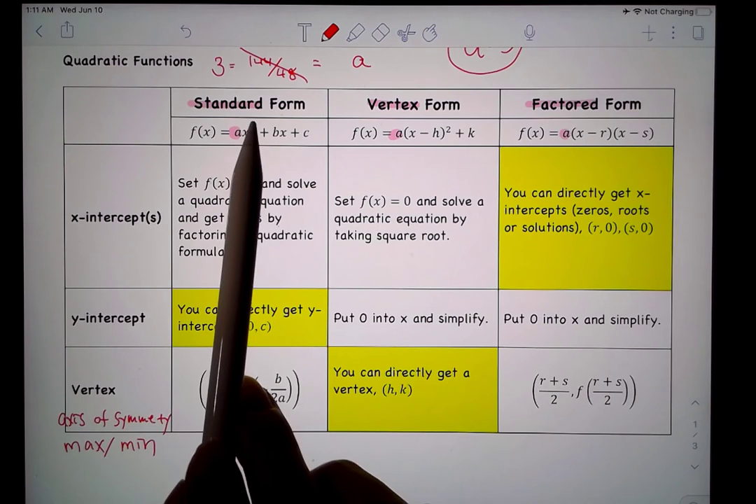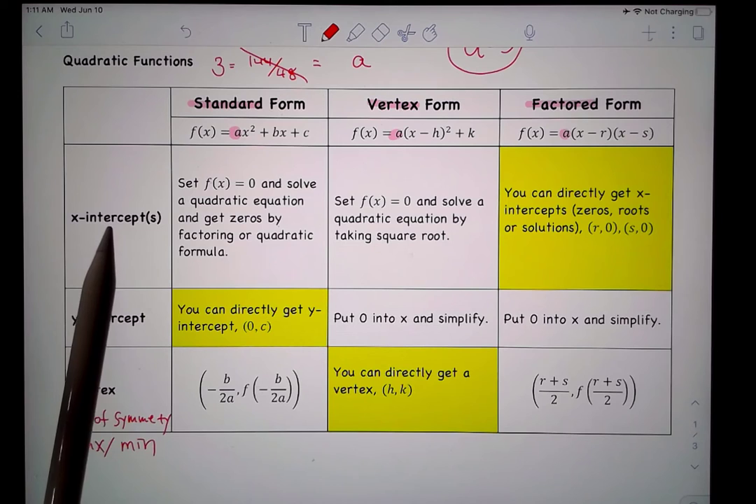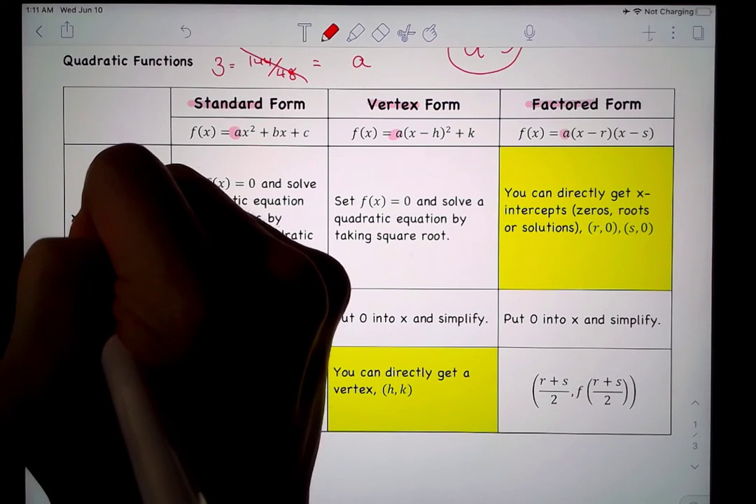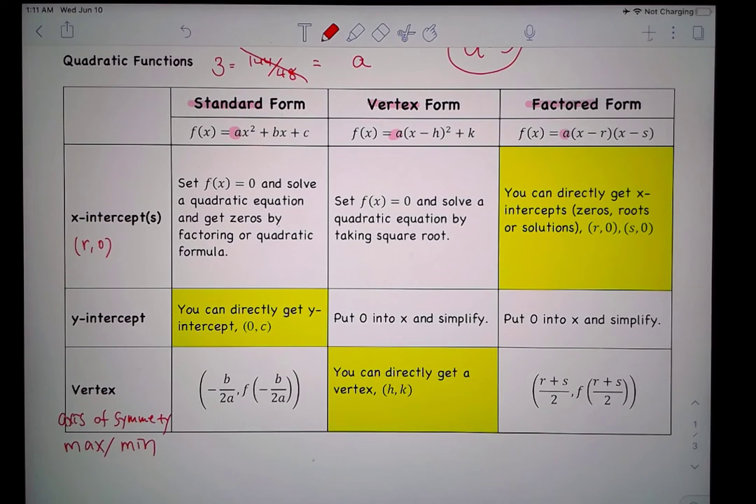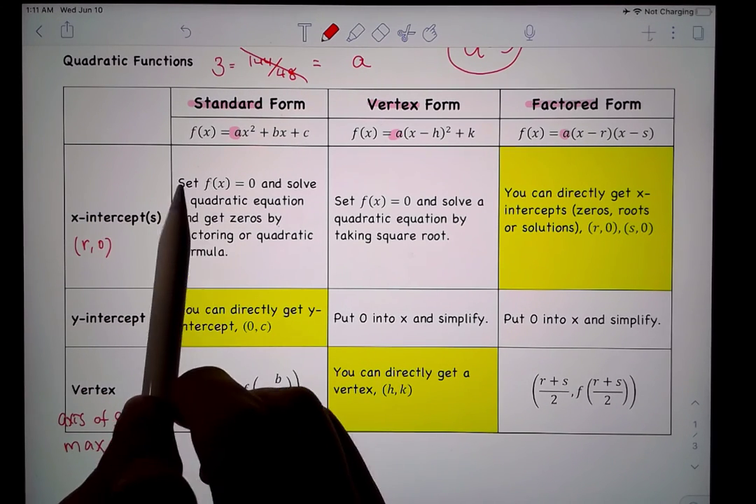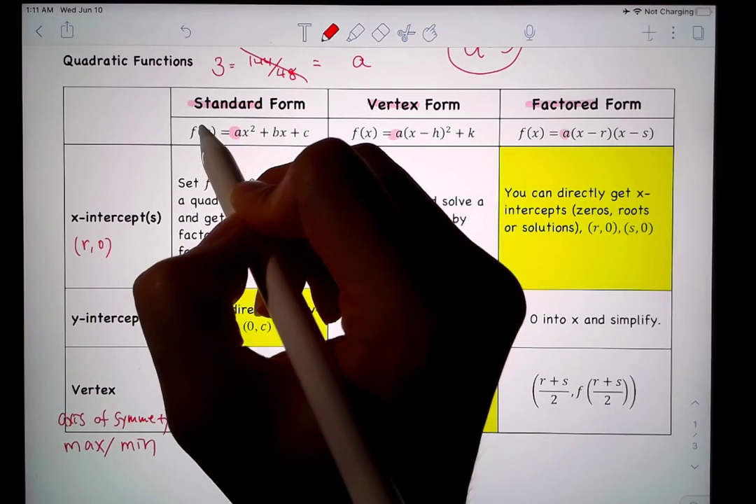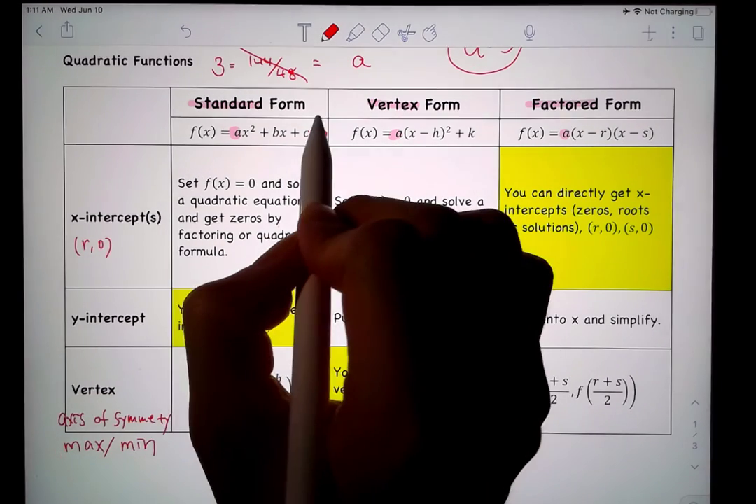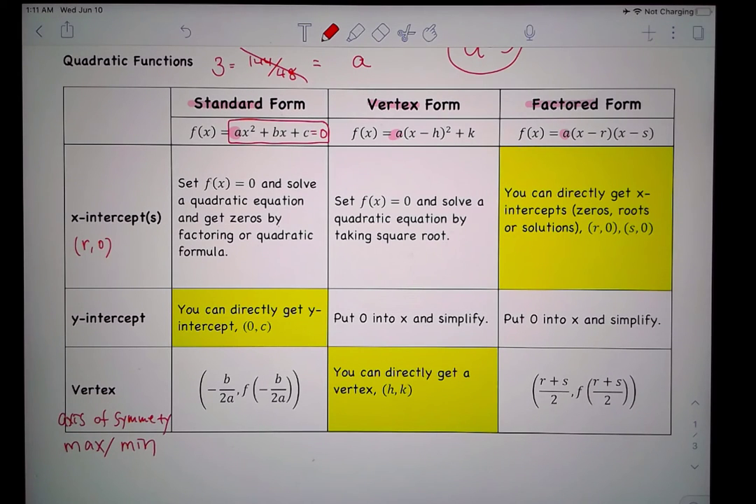From the standard form, to get x-intercepts, so x-intercepts look like (r, 0). Your y value is 0, so you just set f of x equals 0. Then when you look at this part only, that's just what? A quadratic equation. That's why we spend so much time on quadratic equations.